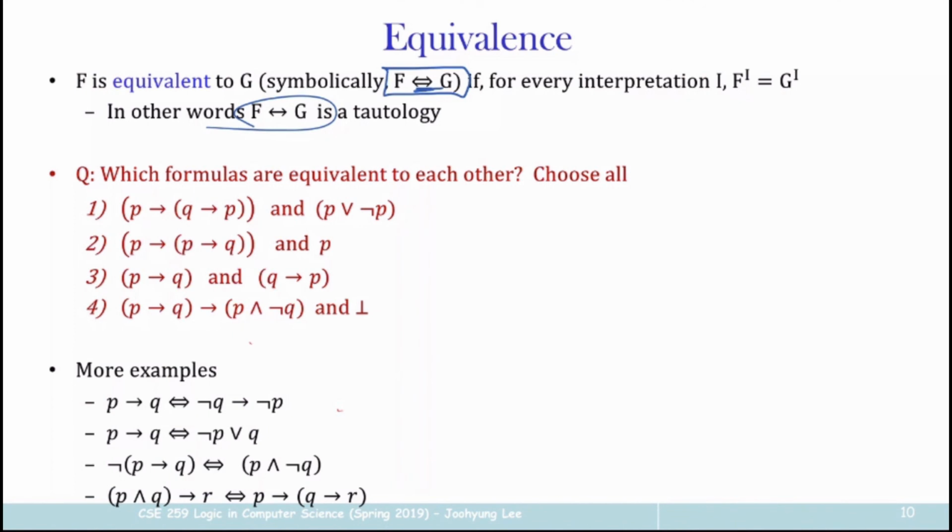The first formula, both of them are actually tautologies. So P implies Q implies P is a tautology that we saw before, and P or not P is obviously a tautology. So tautology returns true for all rows. So this is actually equivalent. Now the next one is a bit tricky. Okay. So are they equivalent?